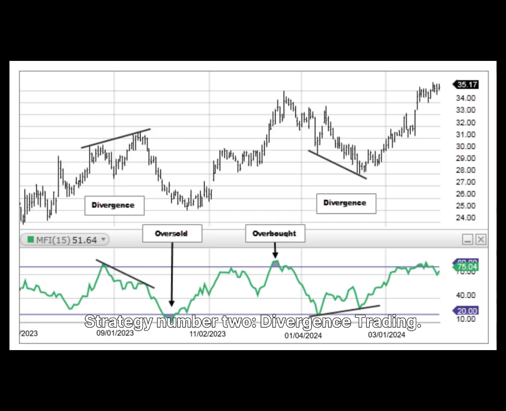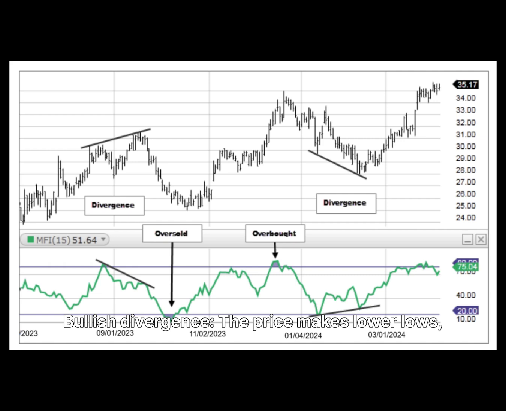Strategy number 2, divergence trading. This is where the MFI really shines. Divergence occurs when price moves in one direction, but the MFI moves in the opposite direction. Bearish divergence. The price makes higher highs, but the MFI makes lower highs. This warns that buying pressure is weakening and a reversal down is likely.